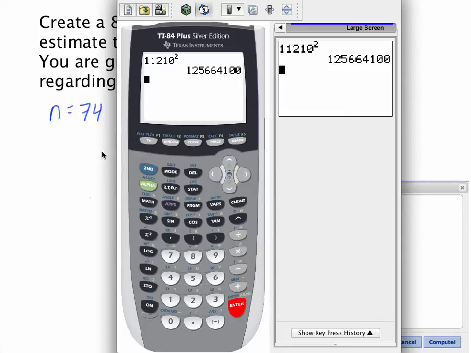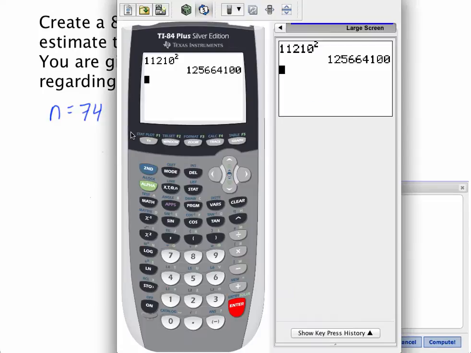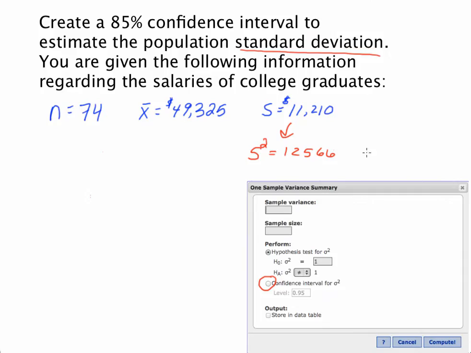So I'm going to write this out. It might take me a few times. 12566, and then 4,100. So what is this number? I'm just going to write out the numerals. This is 125,664,100. That's the sample variance.